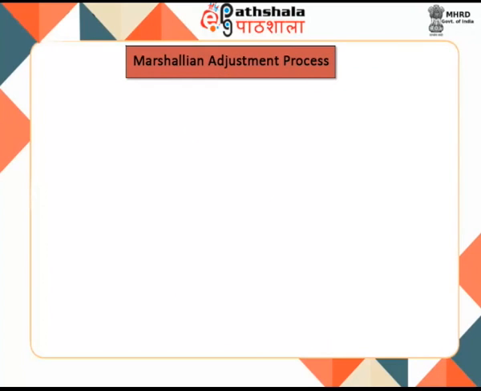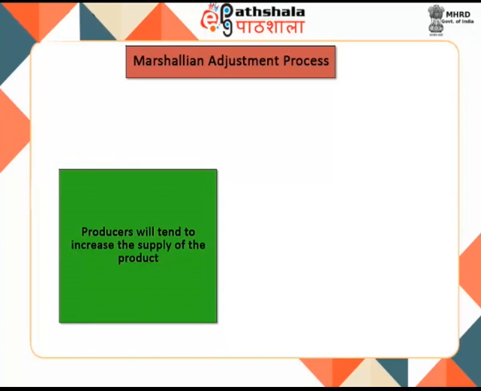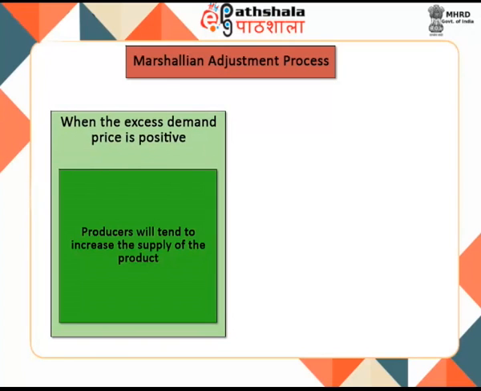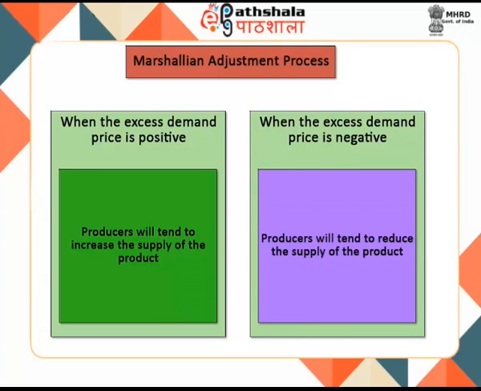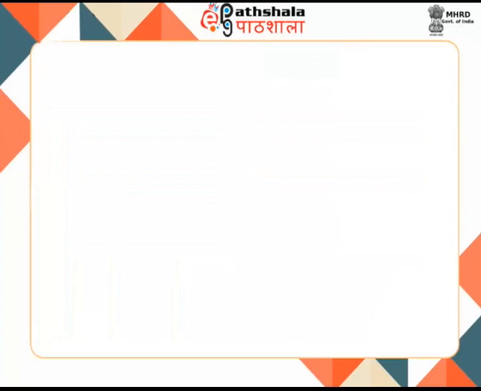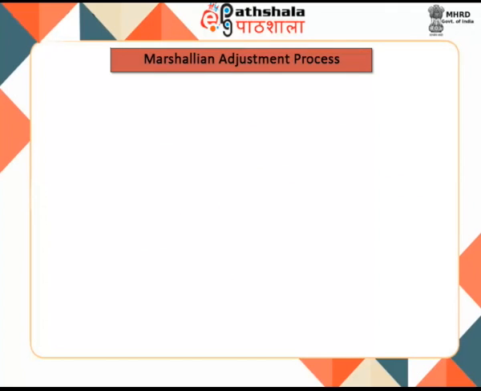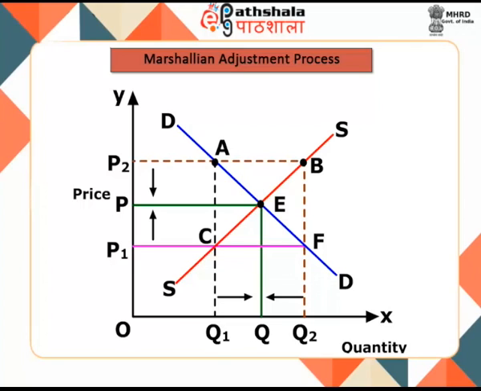Marshallian adjustment process. The Marshallian adjustment process works through quantity movements. The Marshallian stability condition states that producers will tend to increase the supply of the product when the excess demand price is positive and will reduce it when it is negative. In other words, Marshallian analysis is based upon the assumption that quantity adjusts to price changes. Let's understand the Marshallian adjustment process graphically. On the x-axis, we have quantity of the good, and on the y-axis, we have the price.